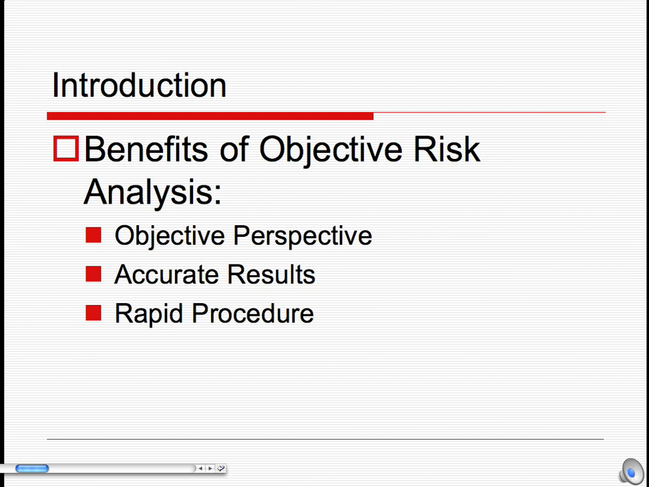Furthermore, objective risk analysis is much faster than a comprehensive approach because it does not require interviewing experts and then interpreting their opinions. This can be very time-consuming. Objective risk analysis does not require expert interviews and instead only needs the probability of occurrences and sometimes the causes of occurrences. Therefore, objective risk analysis has the advantages of objectivity, accurate results, as well as rapidity.